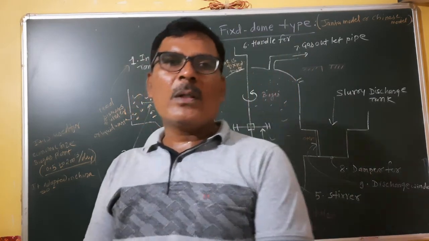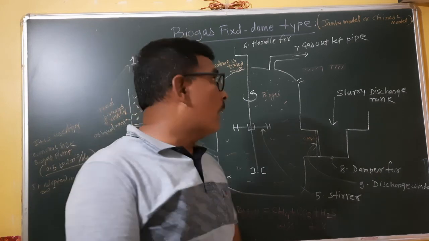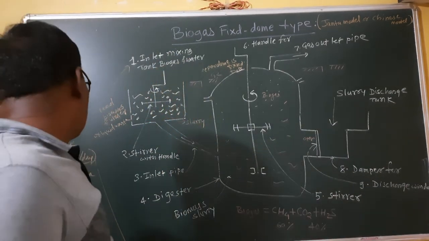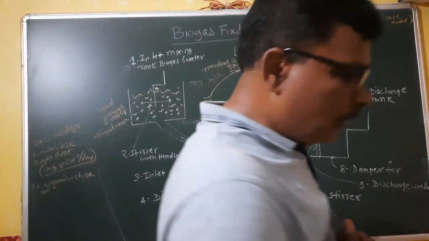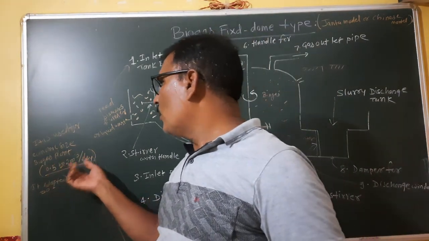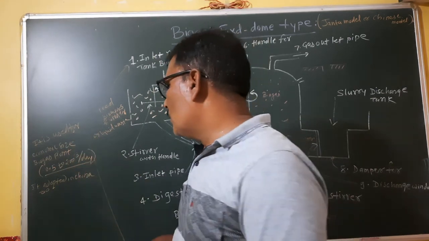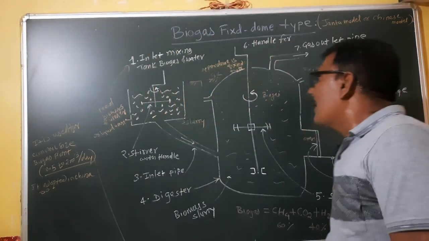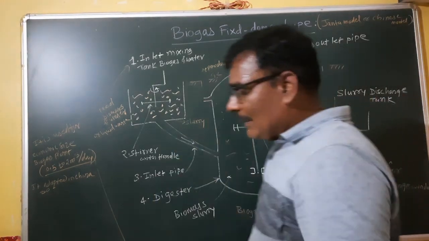This is a very important concept we are going to discuss here. And that model is used for the economic size of the biogas plant, and that economic size is near about 0.5 to 2 meter cube per day. That much gas can be produced. This is adopted basically in China, so it is called the Chinese model, or sometimes also called the Janta model.